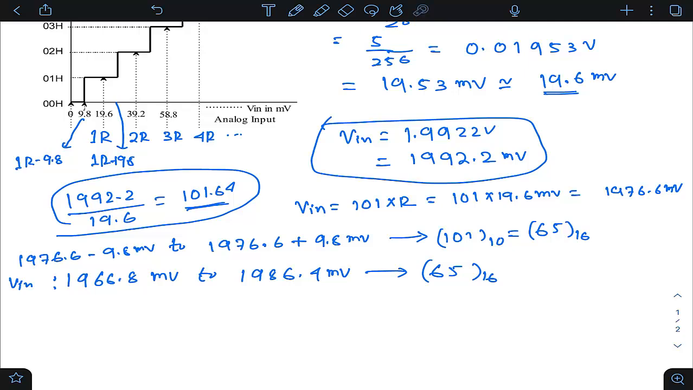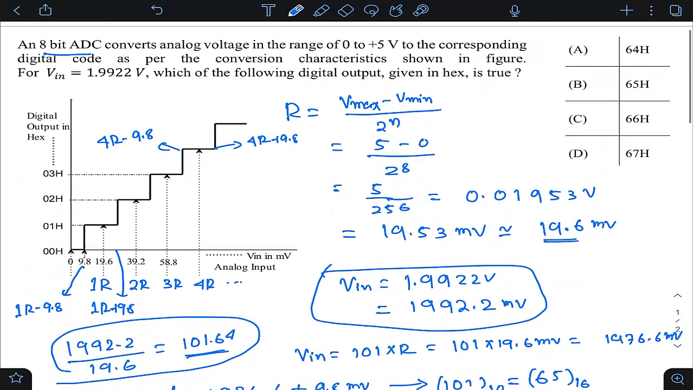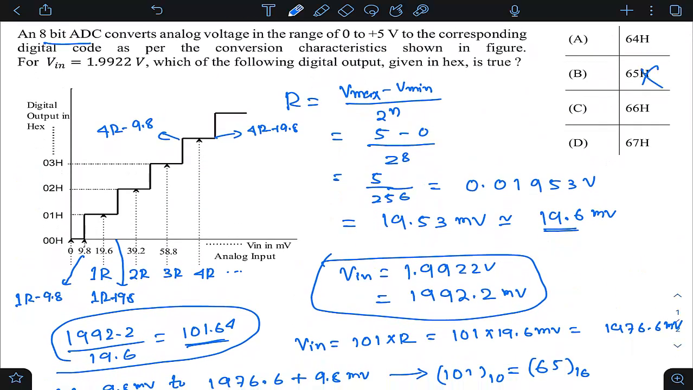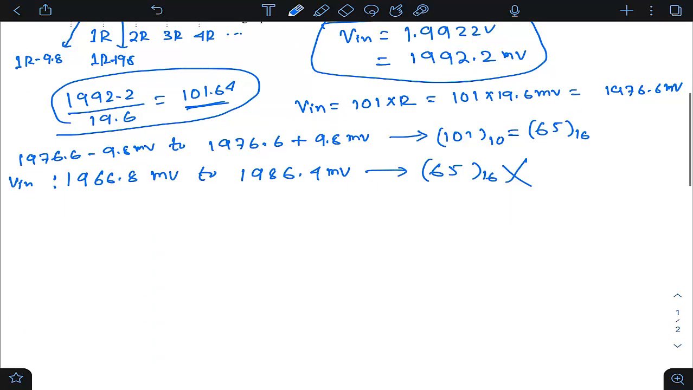Whether this input voltage is lying in this range? It's not. You need 1992, but here it stops at 1986. So 65 is of course not the answer. Many students might have marked 65, but 65 is not the answer. So let us go into the next step.